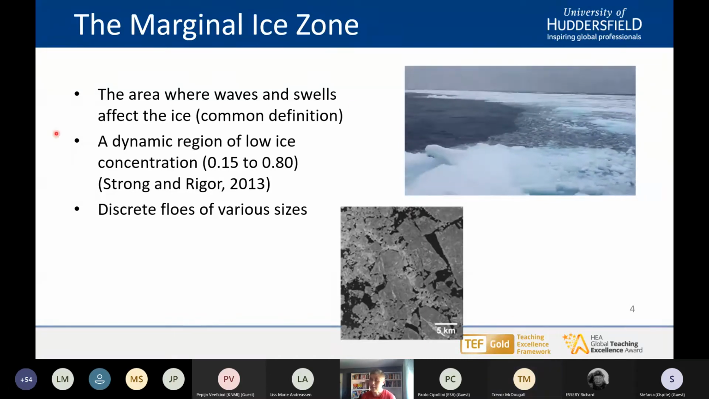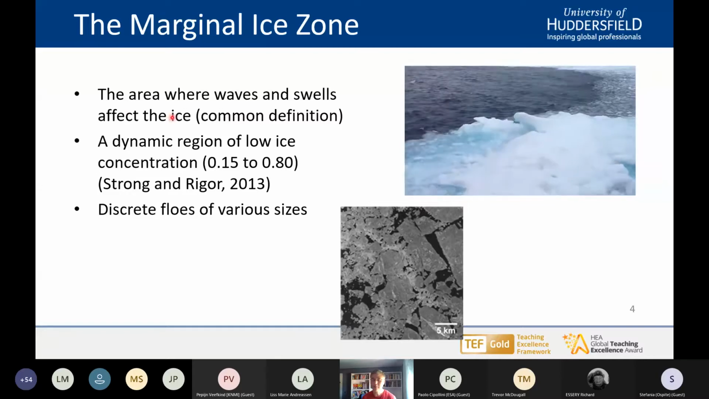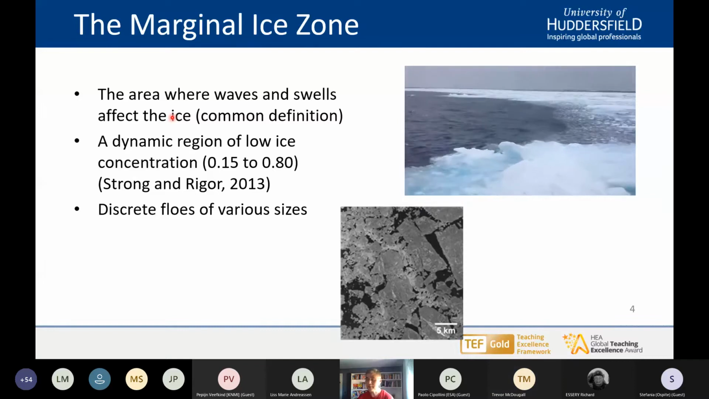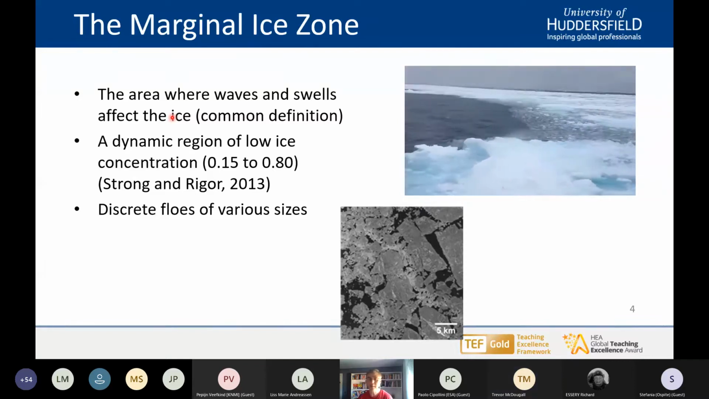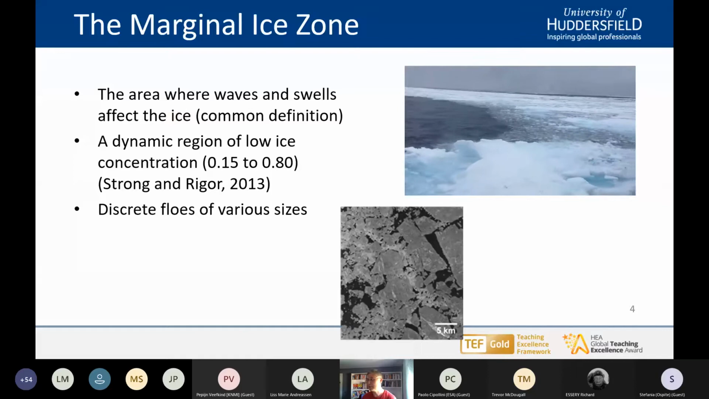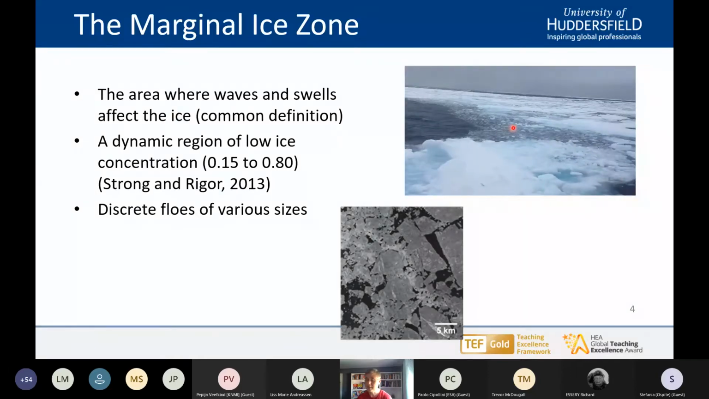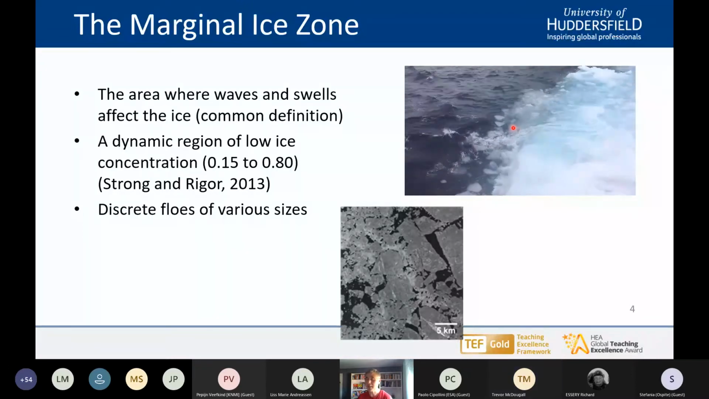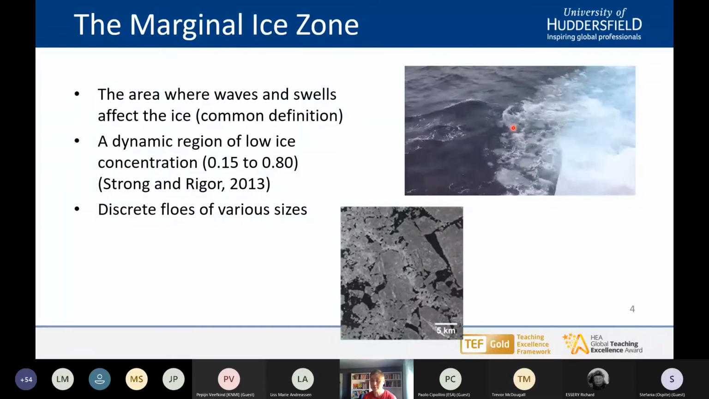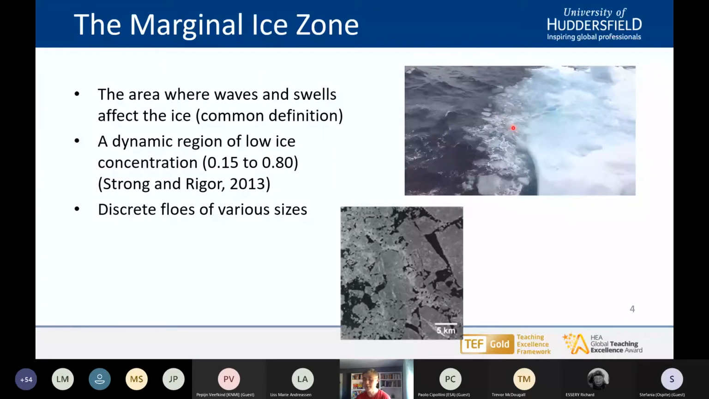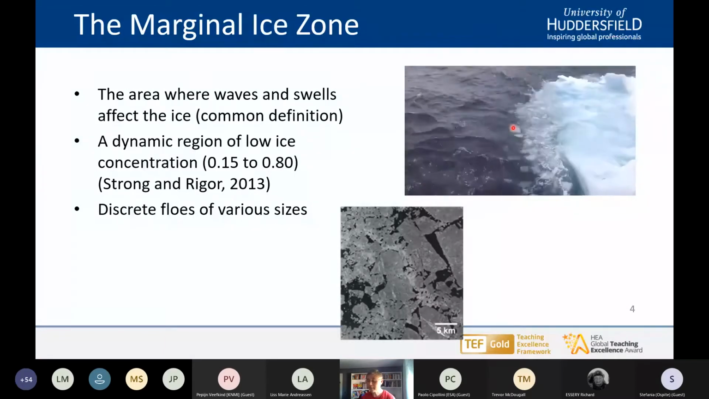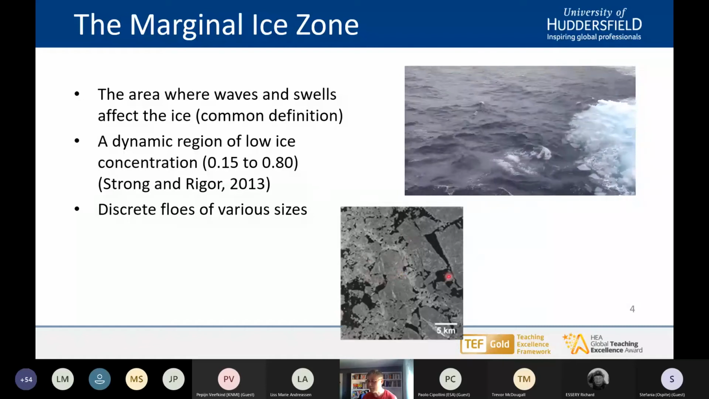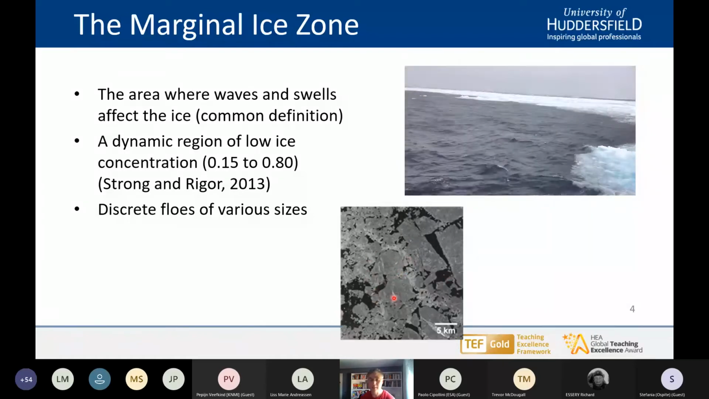The first thing is that the marginal ice zone is commonly defined as wherever the ice-covered ocean area has waves and swells affecting the ice. As you can see here, the waves coming in affect the ice. And the second definition is that it is a dynamic area where there is low ice concentration, like 15% to 80%. And that area is also characterized by very distinctive ice pieces, as you see in these satellite images.